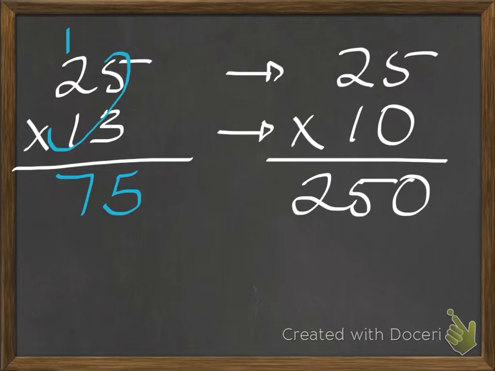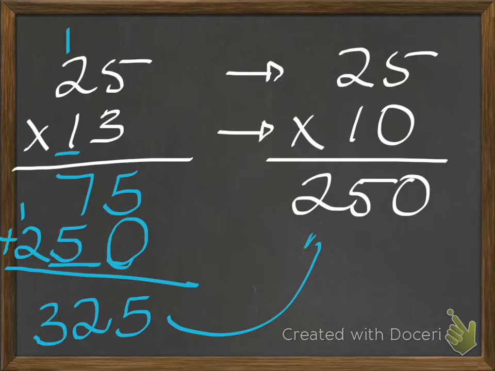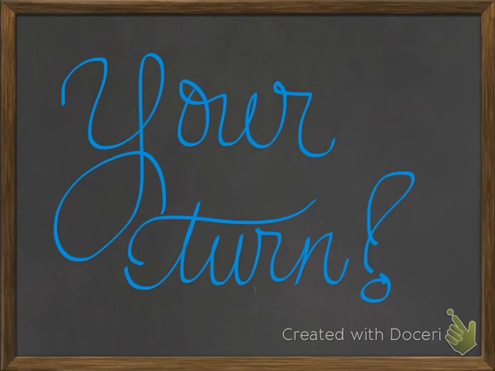Now I'm ready to multiply 1 times 5, then I will multiply 1 times 2. But before I can do that, I need to make sure my answer will start here in the tens place, because this is in the tens place. So I put my placeholder there, my 0. Now I'm ready to multiply. 1 times 5 is 5, 1 times 2 is 2. I add them up. 5 plus 0 is 5, 7 plus 5 is 12. Put down the 2, carry the 1, and now I have 1 plus 2 is 3. 325, not too far from 250. Okay, I'm going to skip this one, and now it's your turn.